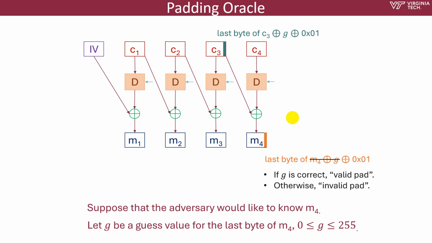And in older versions of TLS, the adversary is informed about whether the padding is correct or not. If the guess is correct, then these two values will cancel out, and the padding will be correct, which is one byte of value 0x01. Otherwise, the padding will be some other value, and the adversary will know that it is a wrong guess value.